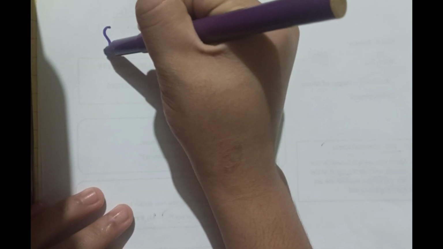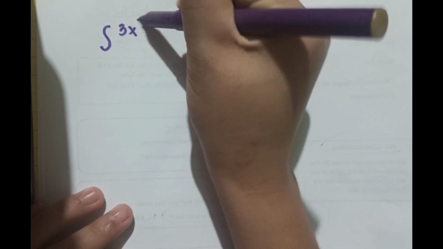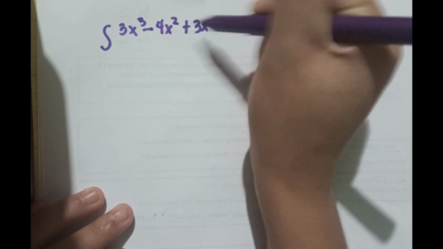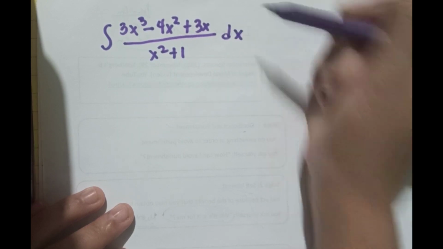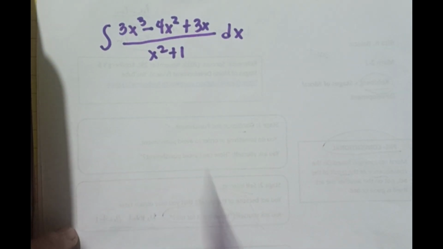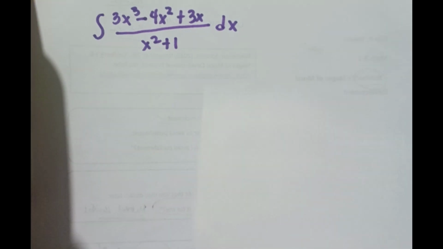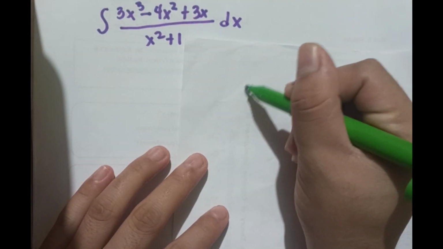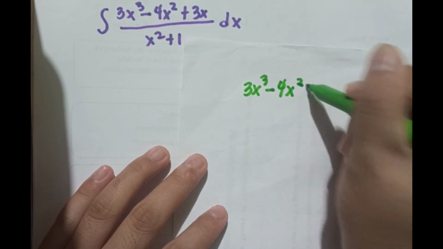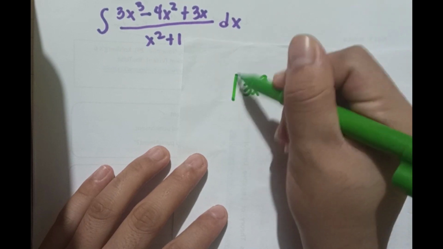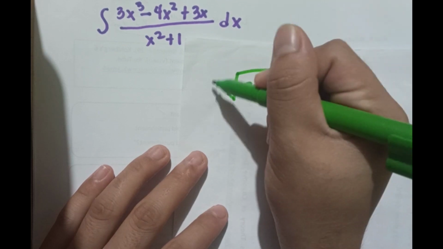Let us integrate, or find the integral of, 3x cubed minus 4x squared plus 3x over x squared plus 1. So we are given a rational expression, or rational function. To start finding the integral, we need to divide it by the denominator, and we can use long division.